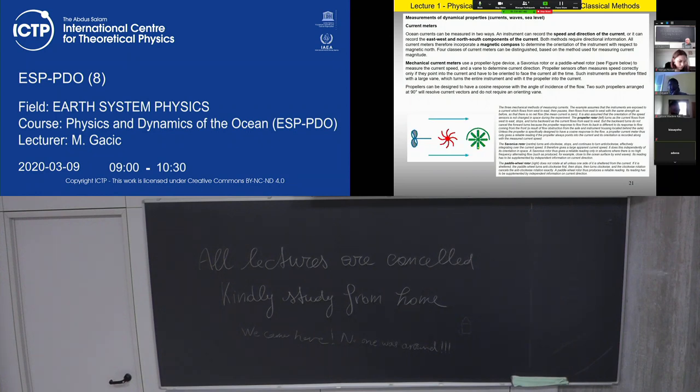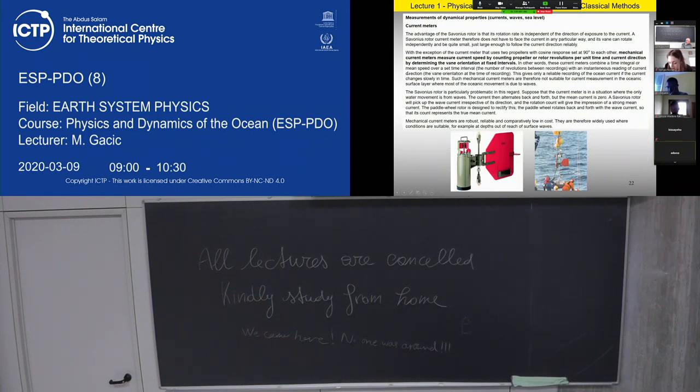So it can record the speed and direction of the current, or it can record the east-west or north-south component of the current. With both methods, it requires directional information. All current meters therefore incorporate a magnetic compass to determine the orientation of the instruments. First there were mechanical current meters, which have a rotor. You can see there are three types of rotor which have been constructed. And let me go back.